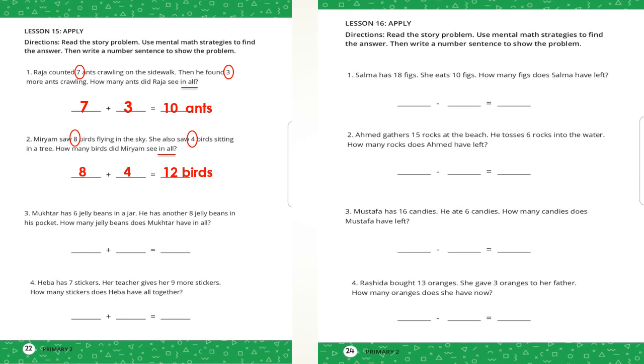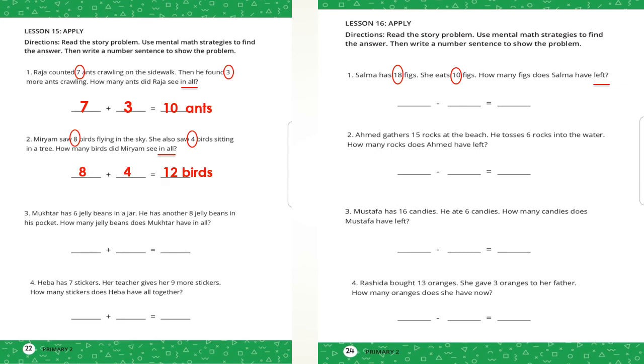The next part, page 24. The first question. Salma has 18 figs. She eats 10 figs. How many figs does Salma have left? Circle the numbers 18 and 10 and underline the keyword left. Here we have left. Is left a keyword for addition or subtraction? More than, less than, difference, left are keywords for subtraction.